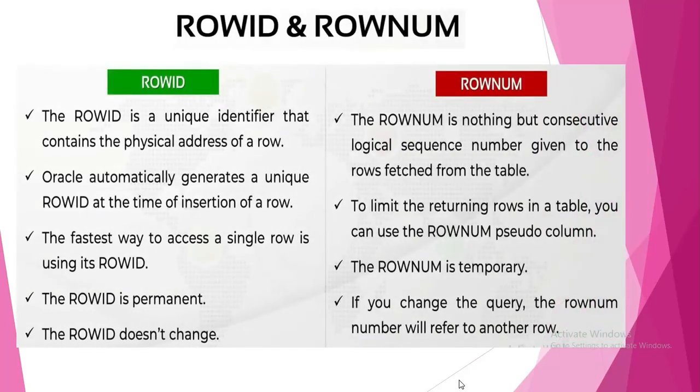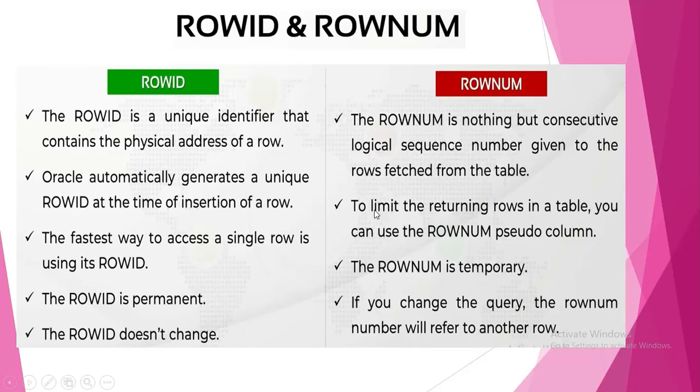Okay. So ROWID and ROWNUM are very important things in Oracle SQL. You can see the differences and some key points here. The ROWID is a unique identifier that contains the physical address of a row, and ROWNUM is nothing but a consecutive logical sequence number given to the rows fetched from a table. Oracle automatically generates a unique ROWID at the time of insertion of a row.